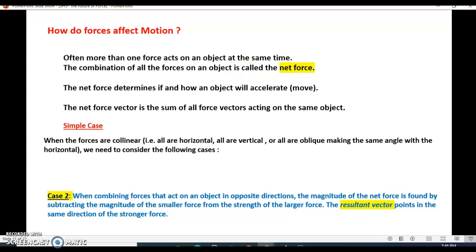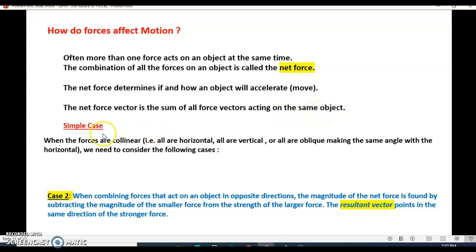So it's not necessary that only one force acts on an object. In order to study the effect of all these forces together on this object, we have to combine them. We have to find the net force. The combination of all the forces on an object is called the net force. The net force determines if and how an object will accelerate or move. The net force vector is the sum of all the force vectors acting on the same object.